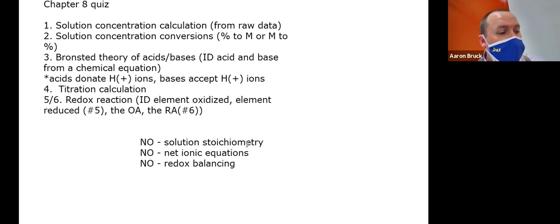You are given 40 minutes for the quiz itself. So that should be more than enough time to do these 5 types of problems, especially since 3 of the 6 questions are really identification. What is the acid? What is the base? What element is oxidized? What element is reduced? That kind of thing.